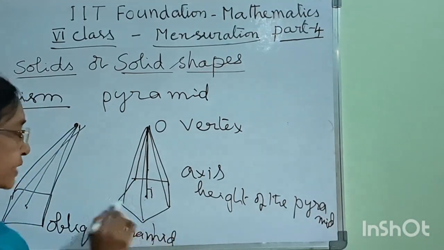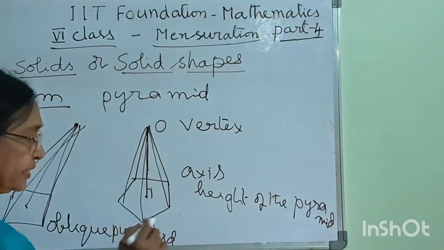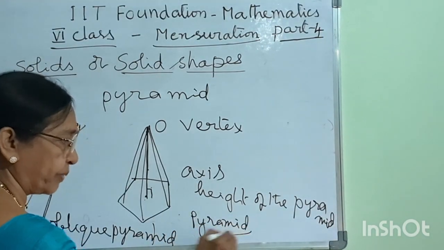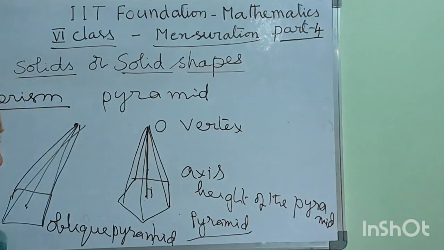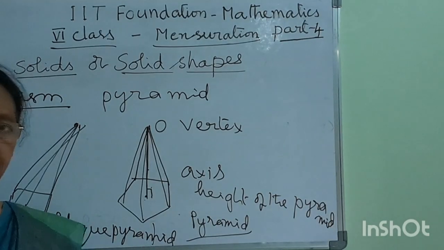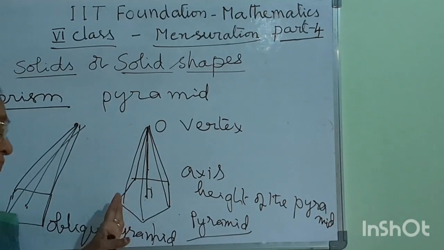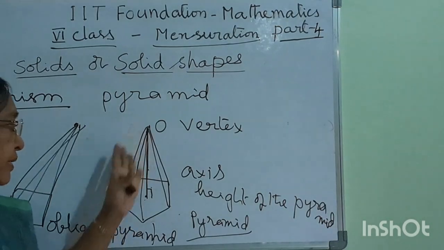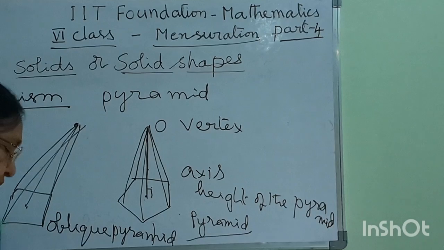So generally we consider only the right pyramids. Therefore they are generally called pyramids. So from now onwards, pyramid means right pyramid only. The axis is perpendicular to the base. The base can be of any polygon. It can be a triangle, rectangle, square, or pentagon, whatever it is. It can take any shape, any polygon. And the point O is in air, and it is joined to the vertices. Then the pyramid is formed.